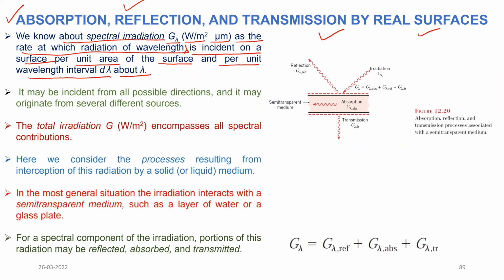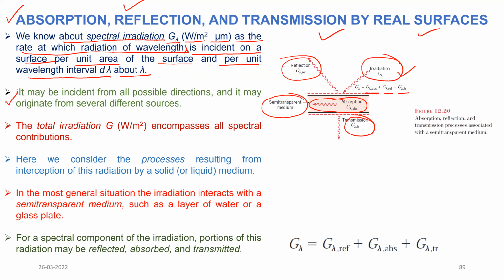So you can see it here. This is the irradiation which is falling here on the surface. It's denoted as G lambda. So out of G lambda, some part will be absorbed, some will be reflected, and some will be transmitted. So everything is shown here. This is the transmitted part, and we are considering it as a semi-transparent medium. This is the absorbed part here, and this is the reflected part here.